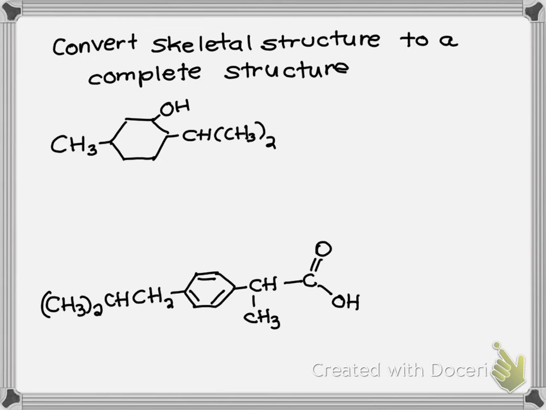So here we have convert the skeletal structure to a complete structure. And the reason I wanted us to do this one is because I know there's a homework problem that wants you to give the shapes, and you have to really be able to make it into a complete structure to do that. So let's try this first one. Starting from this side, I have a carbon that has 3 hydrogens. That's shown as a condensed structure. And then it's attached to a ring.